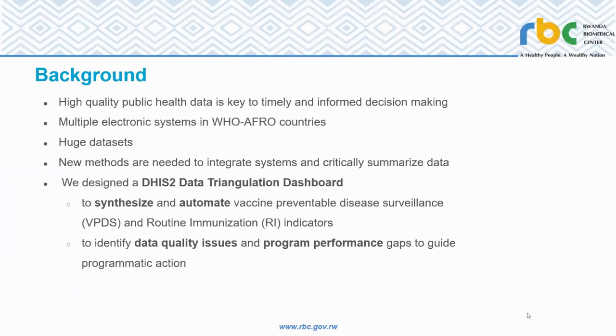So this is our outline. To start, I want to say that high quality public health data is key to timely and informed decision making. In Rwanda, we have electronic health information systems and robust data sets, especially within the immunization and surveillance programs under the DHIS2 system. There are challenges associated with the use of these systems for programmatic decision making, and therefore new methods are needed to integrate these systems and find ways to critically analyze and summarize this data.